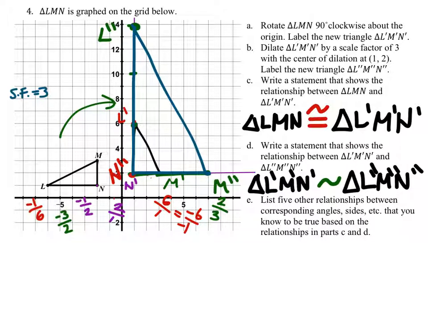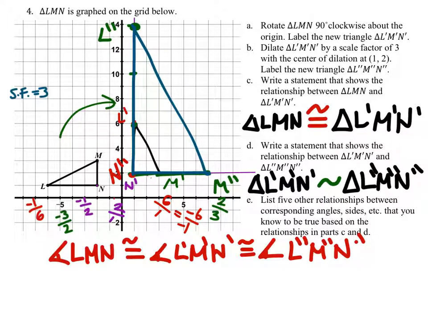not congruence. So let's list 5 other relationships between corresponding angles, sides, or whatever that you know to be true based on the relationships in parts C and D. Okay, well, similarity and congruent angles should be the same. So this one's kind of, well, 2, I guess. Maybe even 3, right here. And we can do that with all the angles, as it turns out, because we know with similarity and congruence, the angles remain the same.